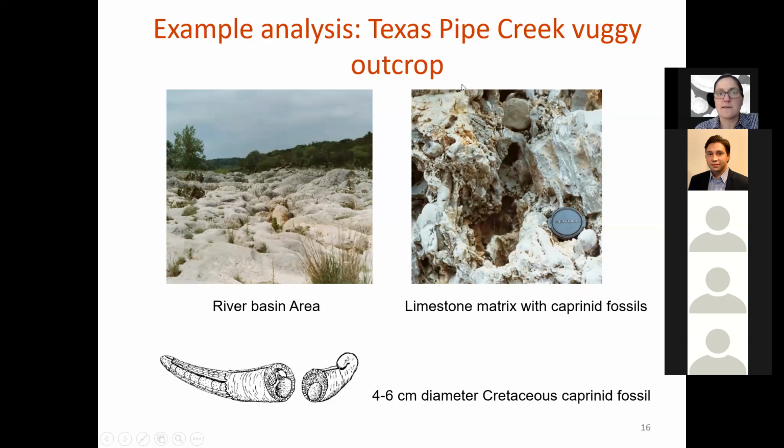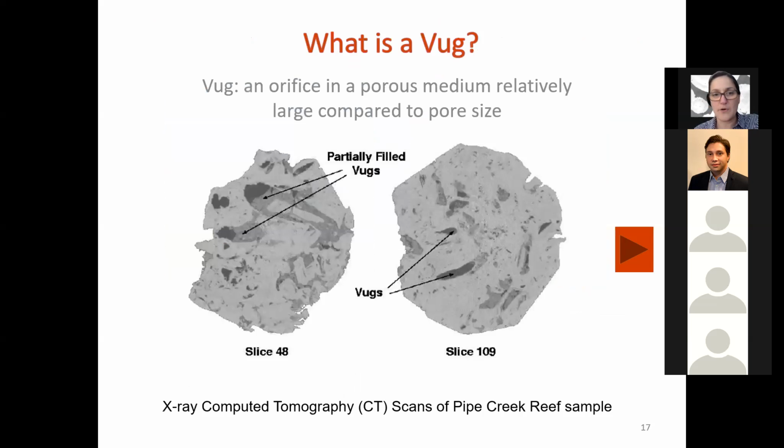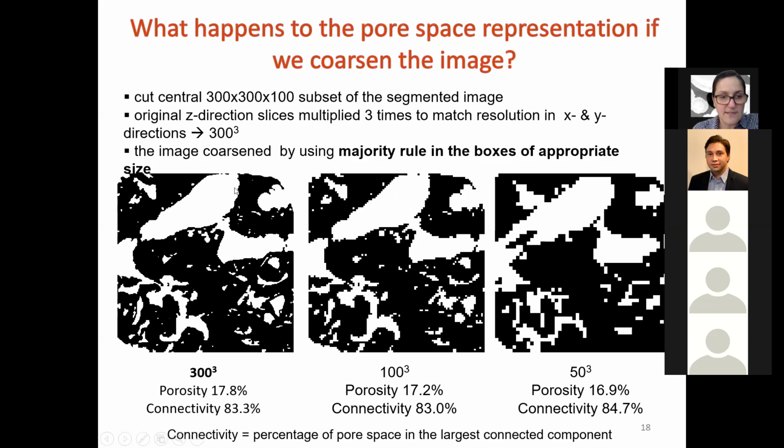So here is the Texas Pipe Creek Vuggy outcrops. This is where it was originally taken from, River Basin area. These are limestones. They have these caprinid fossils within. And these caprinid fossils from the Cretaceous era wreak havoc in the pore space. So you can see there are some of these vugs, some of them are partially filled, some of them are open. There's this matrix that is actually poorly resolved when you do a CT scan. And this is how one slice through this image looked like.